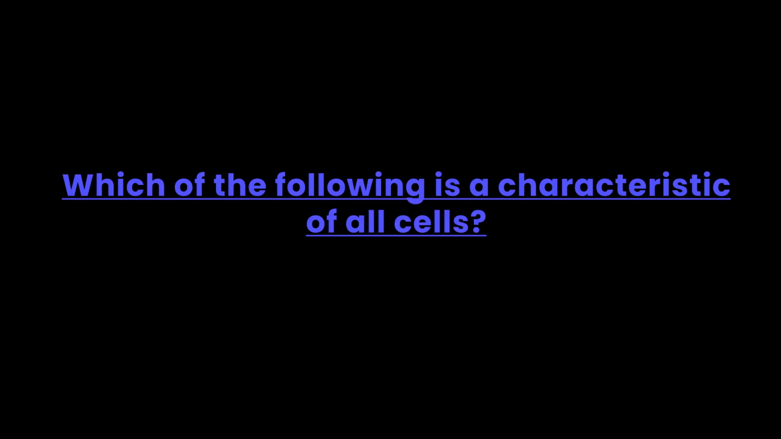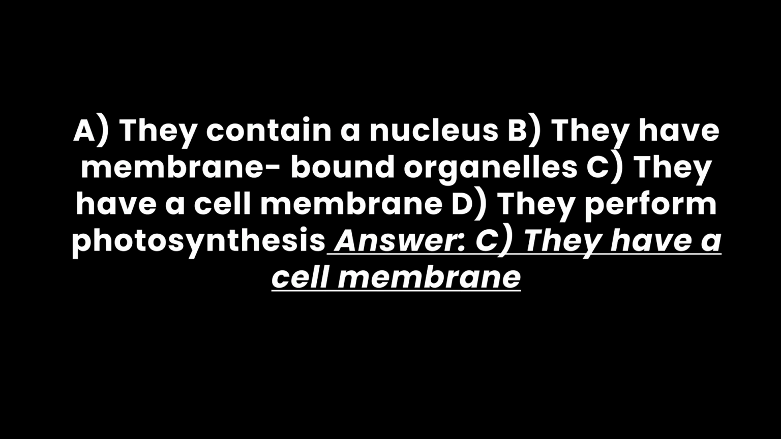Answer: B. Prokaryotic cells. Which of the following is a characteristic of all cells? A. They contain a nucleus. B. They have membrane-bound organelles. C. They have a cell membrane. D. They perform photosynthesis. Answer: C. They have a cell membrane.